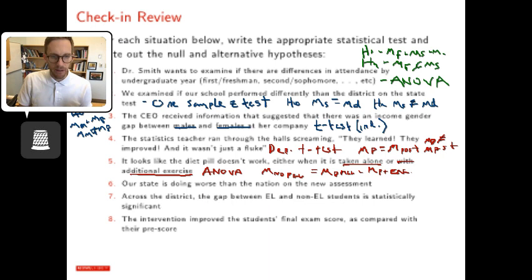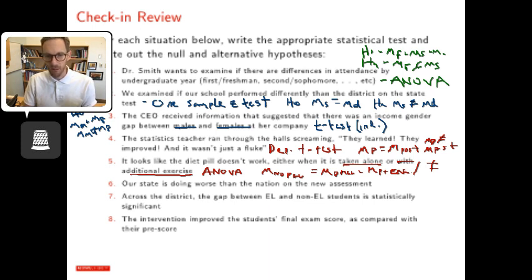All right. Our state is doing worse than the nation on the new national assessment. So again, here it looks like we're comparing a state to the nation. So a sample within a broader population. So if we knew the standard deviation for that population, it would be the one sample z-test. I'm going to change color again because it's fun. But in this case, let's say we don't. So maybe it's the one sample t.